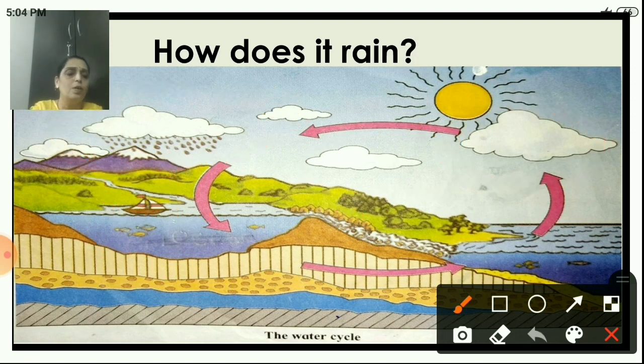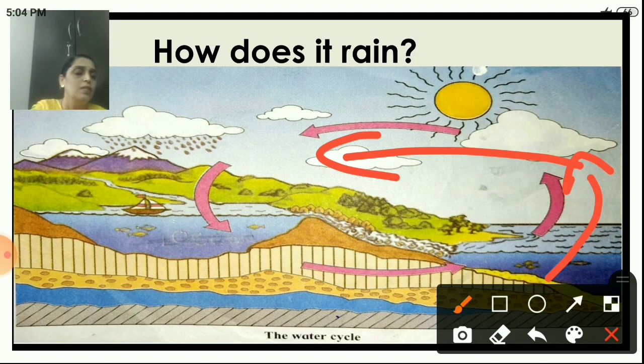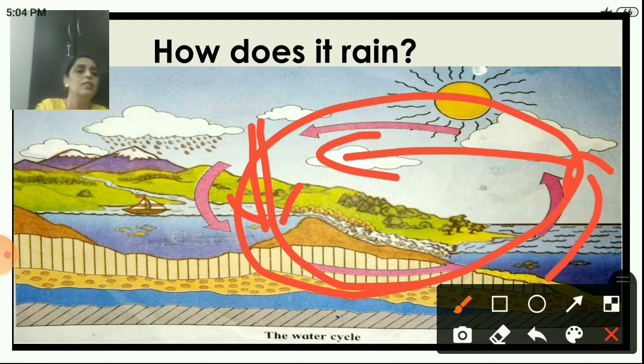This process of evaporation, then condensation and rainfall go on in a continuous cycle. You can see the continuous cycle. This is known as the water cycle in nature.